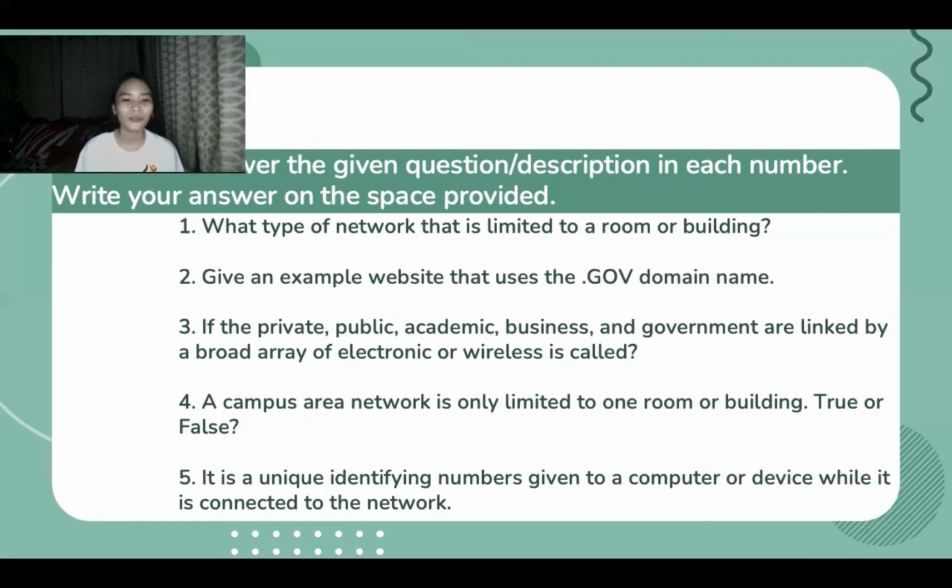Okay. Number 5, it is a unique identifying number given to a computer or device while it is connected to the network. Okay, the answer for number 5 is IP address, not contact address, I mean contact number, sorry. The answer for number 5 is IP address.